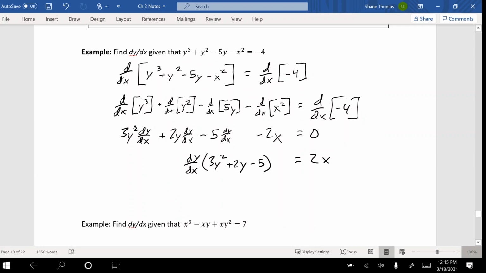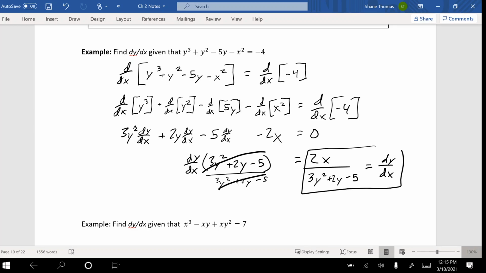Now we're solving for dy dx, right? That's what we wanted to find. What's my last step? Solve for dy dx. Divide by everything that's in the parentheses, right? Okay. Divide both sides by 3y squared plus 2y minus 5. Do it to the left, you do it to the right. 3y squared plus 2y minus 5. Gone, gone. So then dy dx is equal to this guy right there.